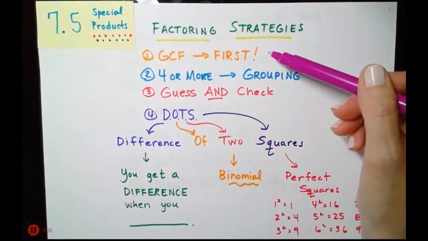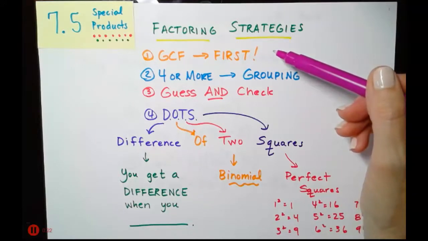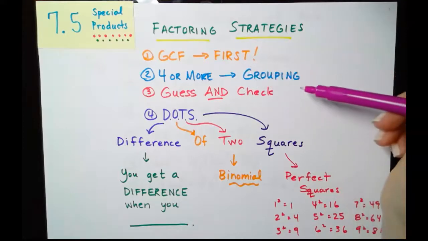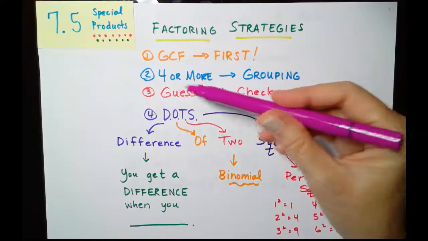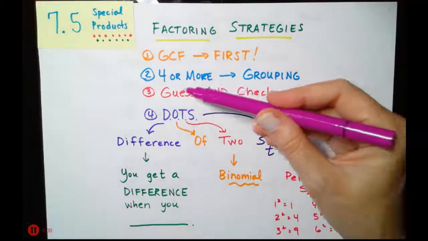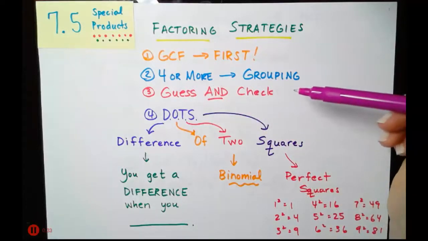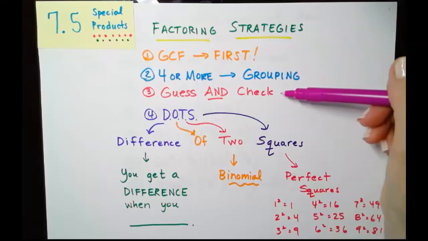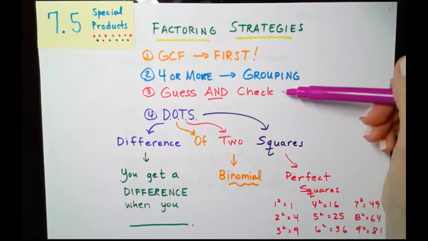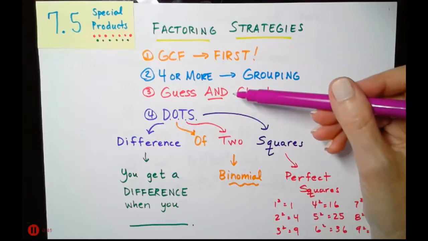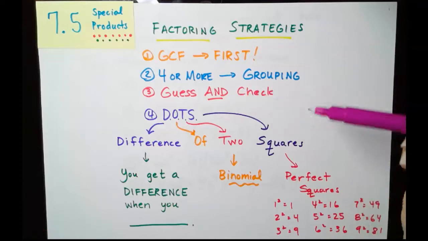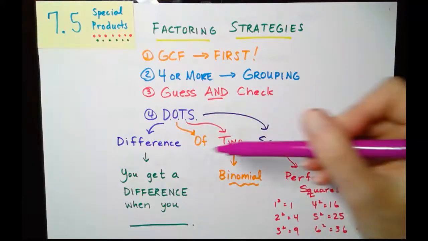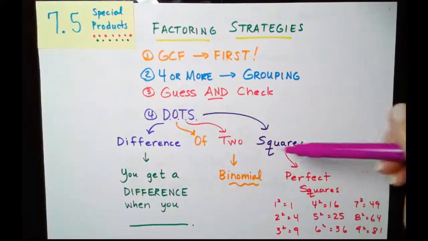So let's go back over the factoring strategies that we have already looked at. We're going to look for the greatest common factor to take out every time, and we're going to look for it first. Secondly, if a polynomial has 4 or more terms, we are going to try to factor by grouping. Next, we've looked at guessing and checking. And remember, it's guess and check. Both need to happen. Then today, DOTS, or the difference of two squares.